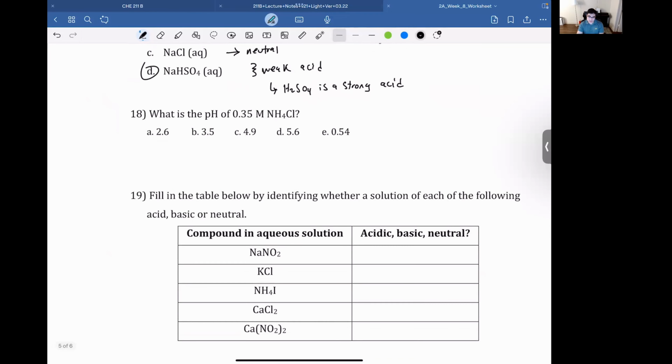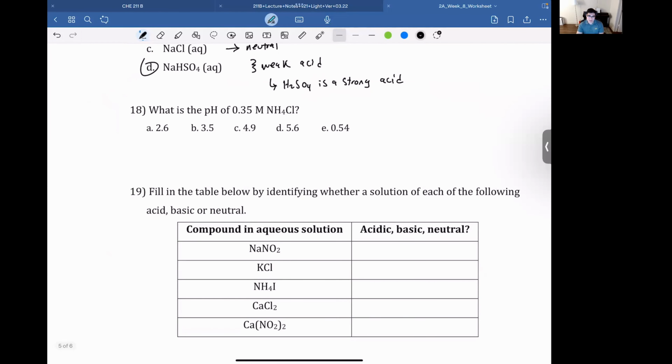All right, number 18 says, what is the pH of this? So we're basically going to do what we did with the other problems. We're going to say, assume we have a Ka. The Ka that we do need for this is 5.8 times 10 to the negative 10th. Should be given, or you can look on the table. And we know Ka is about equal to H plus, the concentration of the acid.